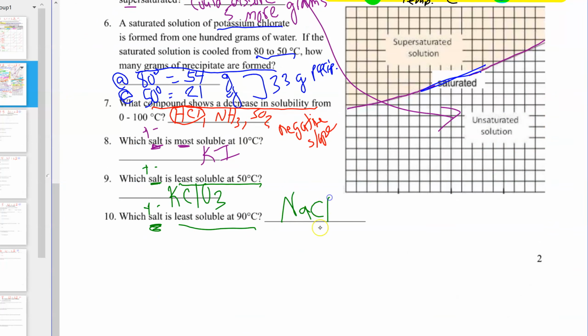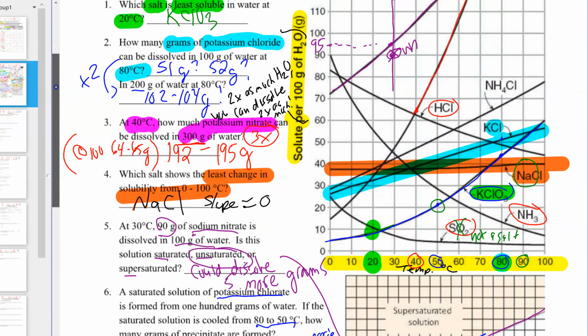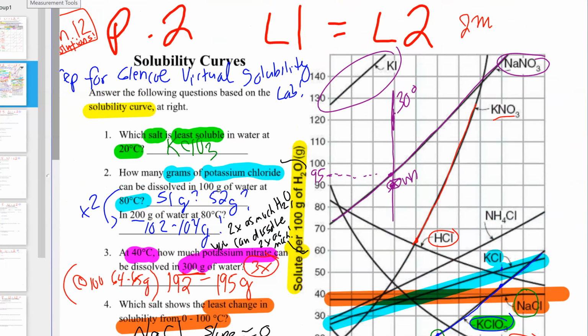Okay, so we've worked through understanding how solubility curves work on this page. If it's on the line, it's saturated. That means it's perfectly holding as much stuff as it can. If you go above the line, it's supersaturated. There's too much stuff in the solution, and it will start to precipitate out. And if we're under the line, it's unsaturated, meaning you can add more in. So if you're having any problems, make sure you go back to the video notes, email your teacher, and this will be a really good prep for that Glencoe Virtual Solubility Lab coming up.